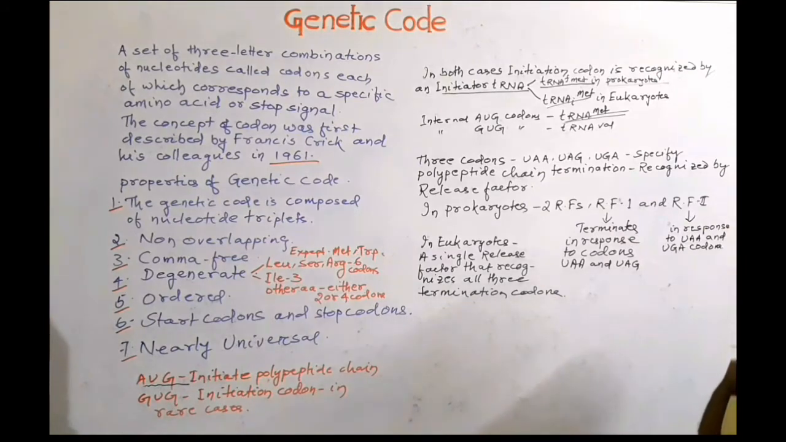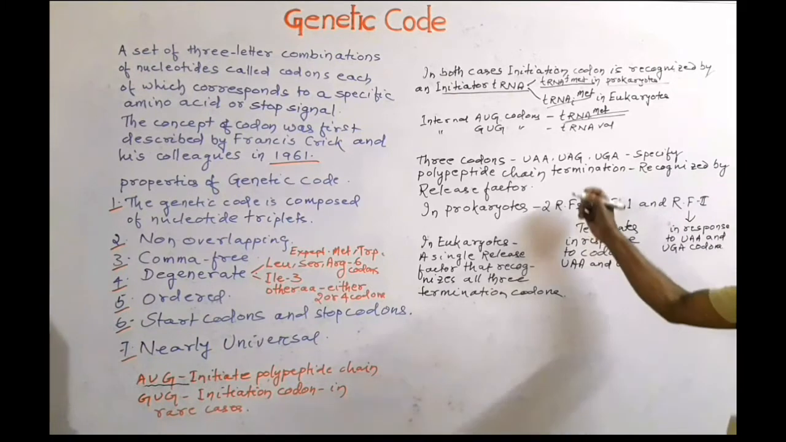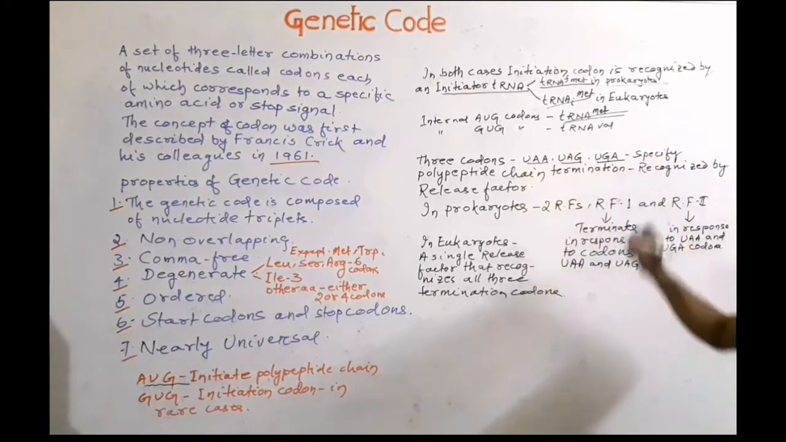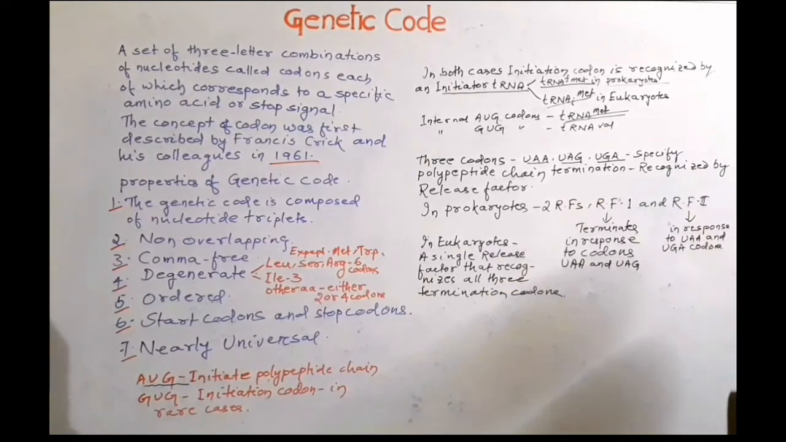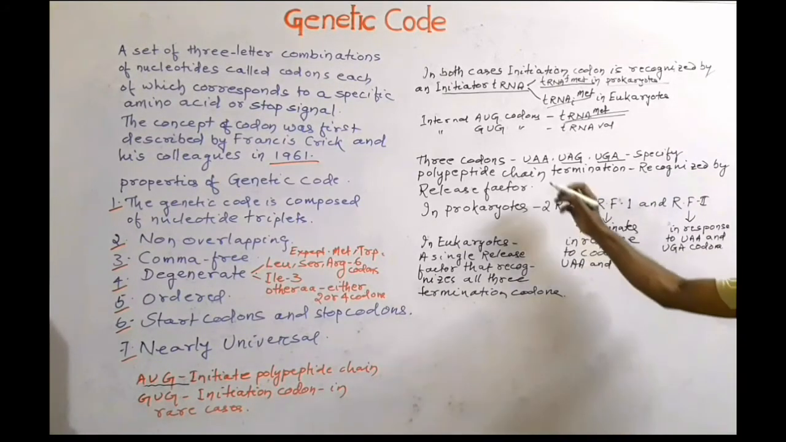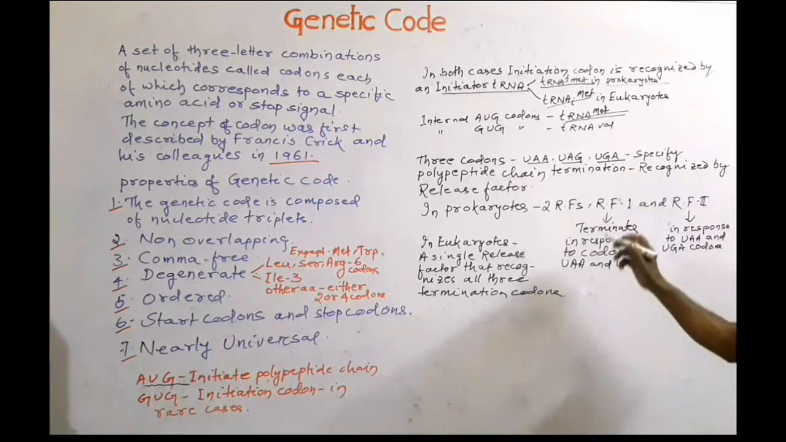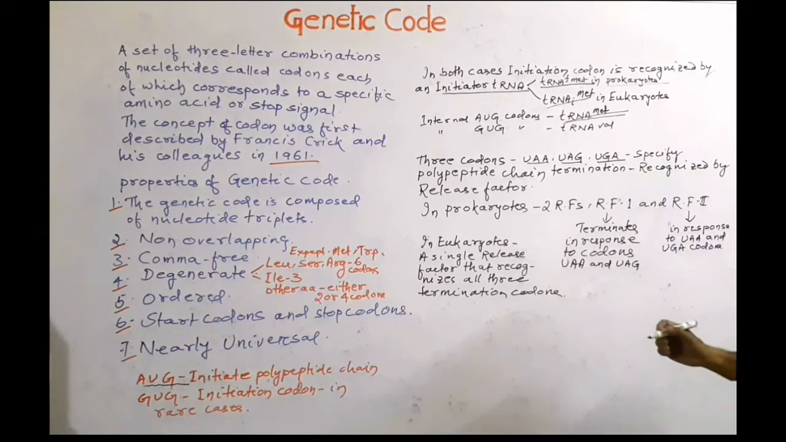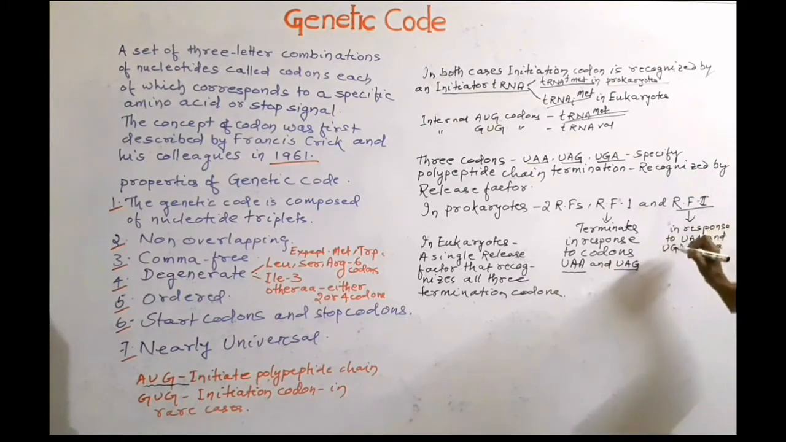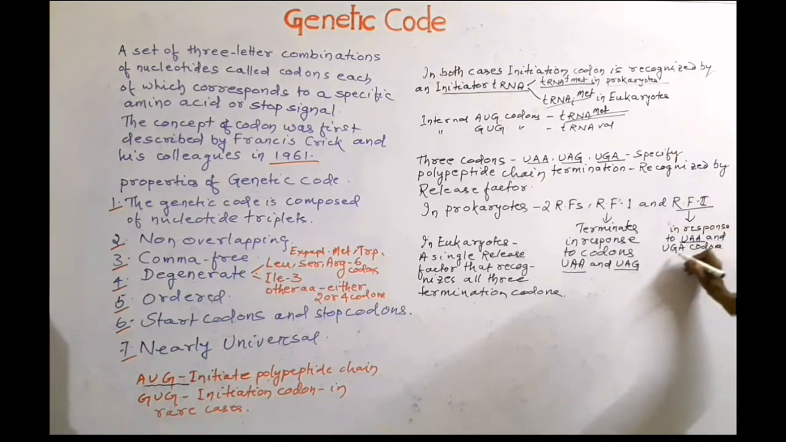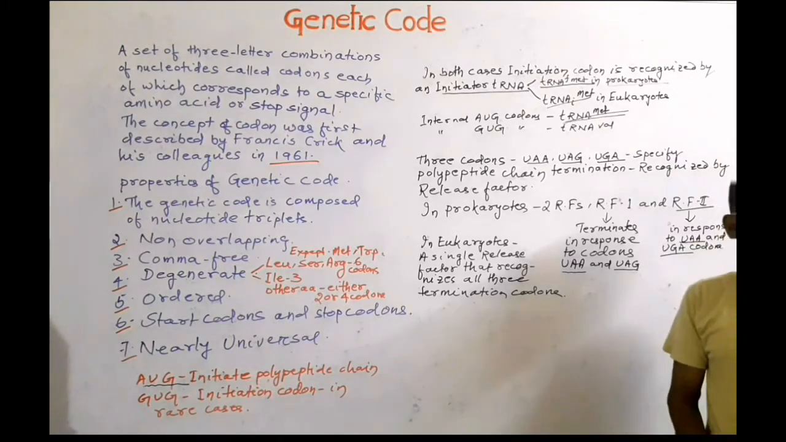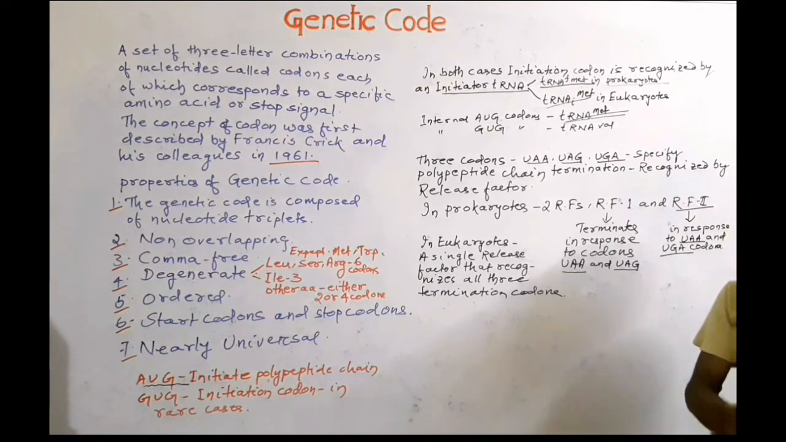In the genetic code, there are three stop codons or termination codons. These three stop codons are UAA, UAG and UGA. They specify polypeptide chain termination. They are recognized by specific proteins known as release factors. In prokaryotes, there are two types of release factors, RF1 and RF2. RF1 terminates polypeptide chain synthesis in response to codons UAA and UAG, whereas release factor 2 terminates protein synthesis at the codons UAA and UGA. In eukaryotes, there is a single release factor that can recognize all three stop codons.